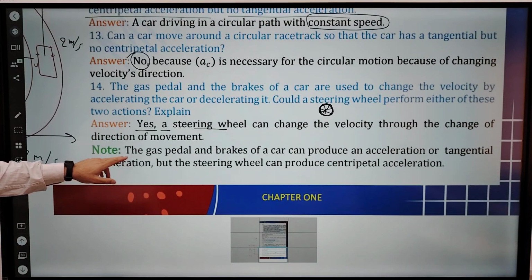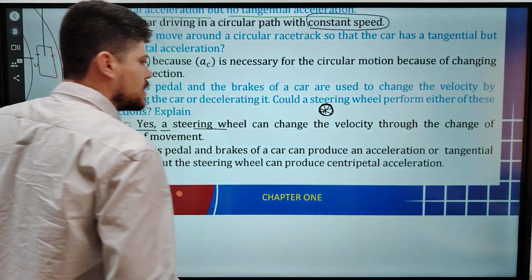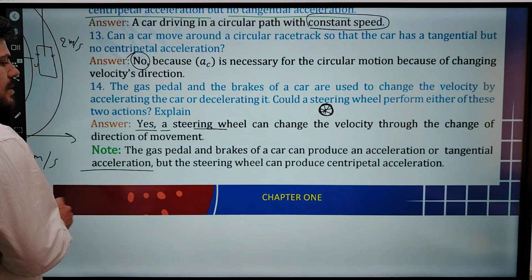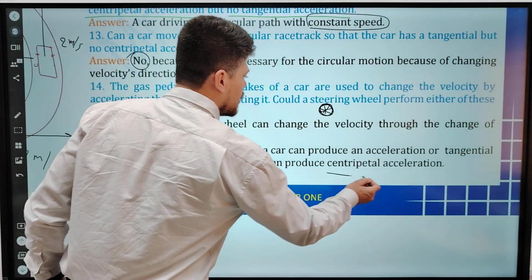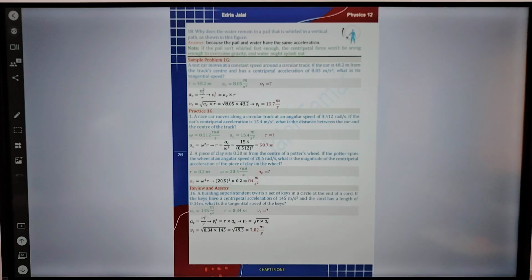Okay? So I wrote a note here. The gas pedal and the brakes of a car can produce what? Acceleration, or tangential acceleration. But the steering wheel can produce what? Centripetal acceleration. Okay?